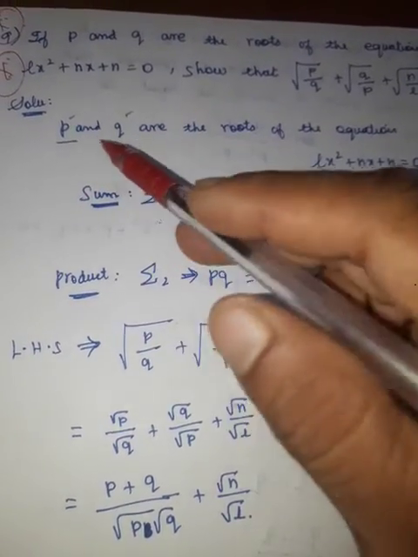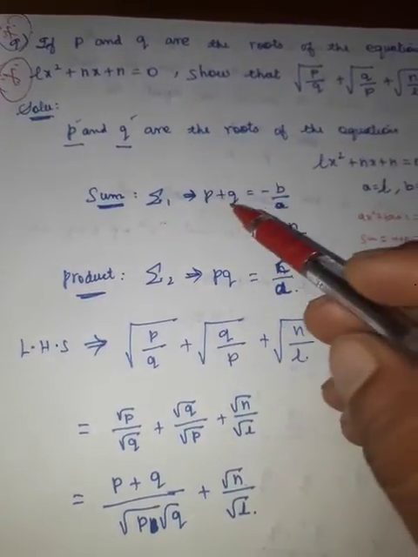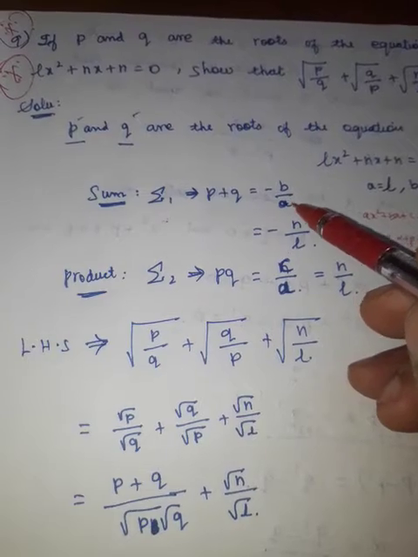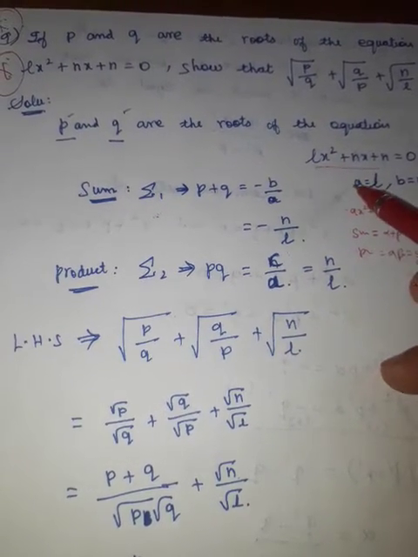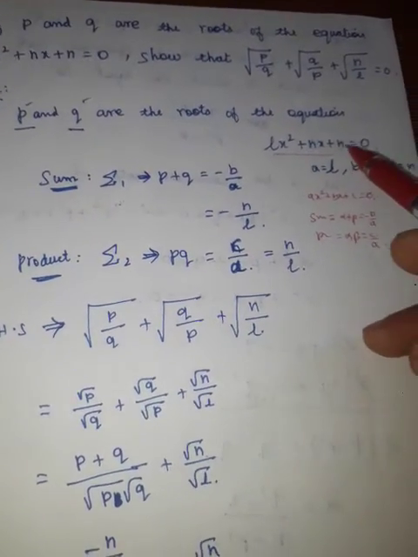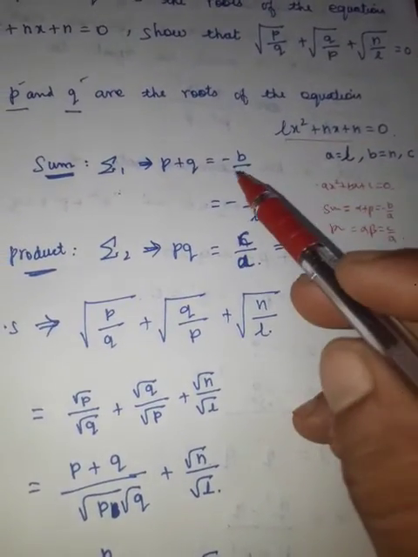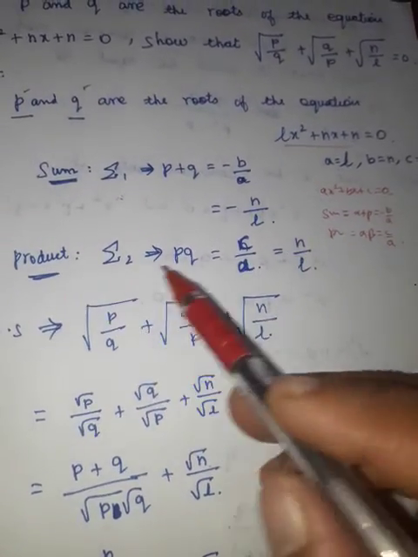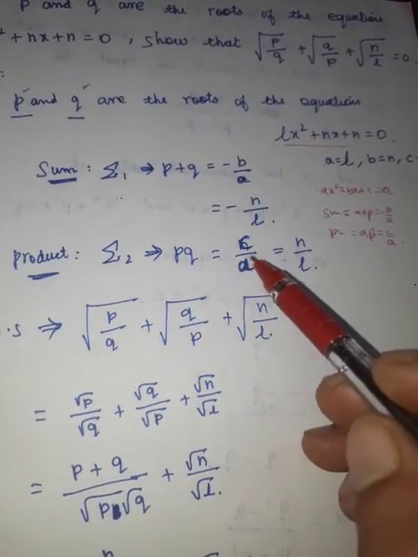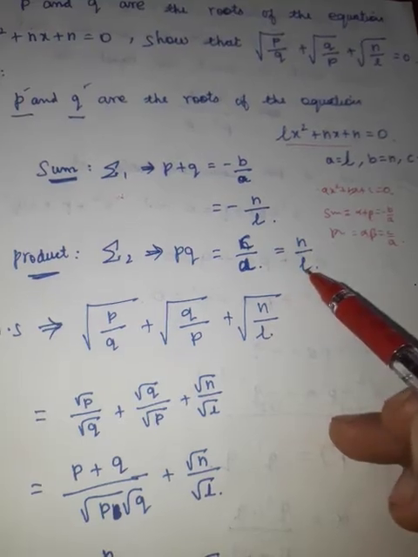So these roots are p and q. So p plus q equal to minus b by a. A value is l, b value is n, c value also n. Applying these, p plus q is minus n by l. Then product pq equal to c by a, equal to n by l.